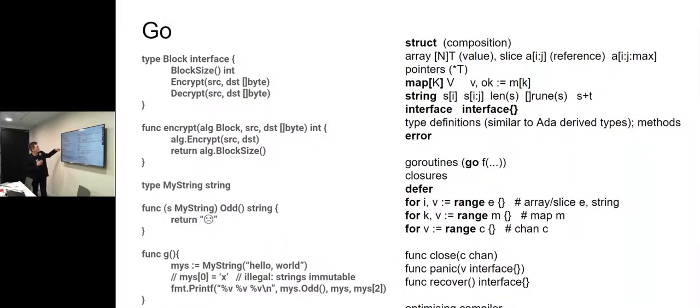The type system has a number of novelties compared to the previous ones. One of them is this type definition, where you can take an existing type and give it a new name, and that allows you to add operations to the original set. So here I'm adding an operation odd to my string, which is a new type built on the string. And I can then create my strings using string literals, and if I print these things out, it will say frowny face when I invoke that. I can also index into my string as if it were a string, but the type my string is not compatible with string as such, so it's a distinct type.